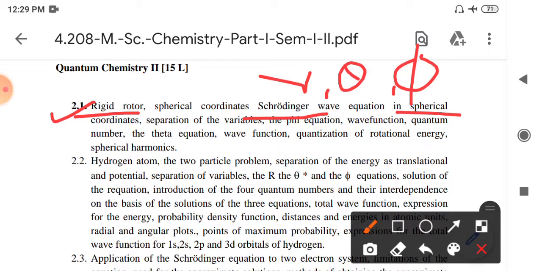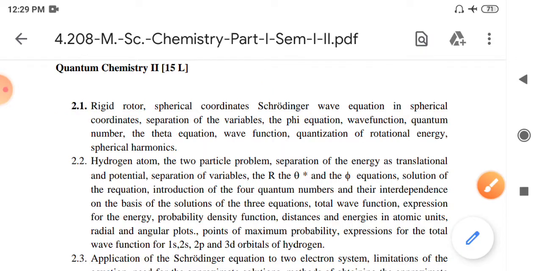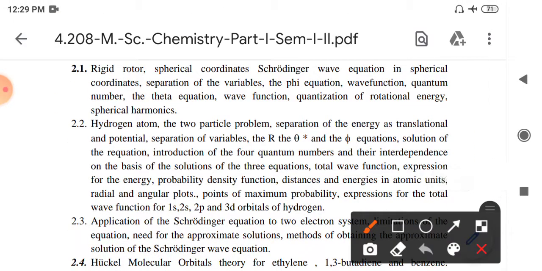Then we will see how the rigid rotor equation tells us about the various quantum numbers that we can obtain. In the previous semester we obtained the principal quantum number, and we stated that we can get the other quantum numbers, azimuthal and spin or magnetic, in the next semester. So we'll try to obtain them in the various solutions of the rigid rotor or the hydrogen atom. The second problem is the hydrogen atom problem, which is nothing but a two particle problem, because the nucleus is there and the electron is there.